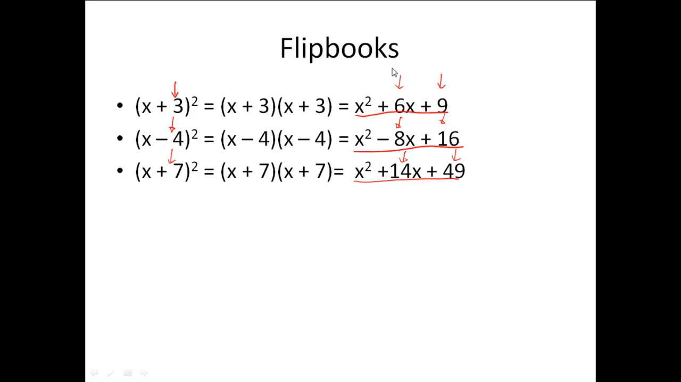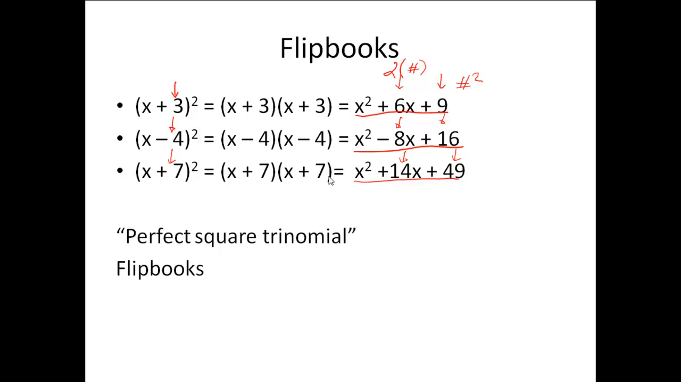Okay, hopefully you noticed that this middle term was 2 times whatever number you had. So 2 times 3, 2 times 4, 2 times 7. And this last one is your number squared. 3 squared is 9, 4 squared is 16, 7 squared is 49. This is also another special pattern that we're going to add to your flipbooks. This one is called the perfect square trinomials.